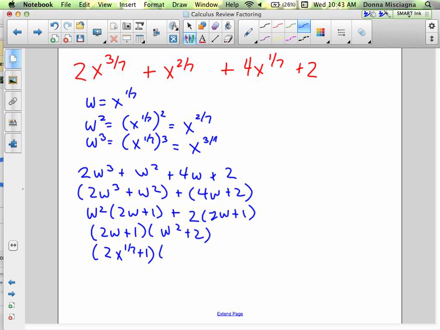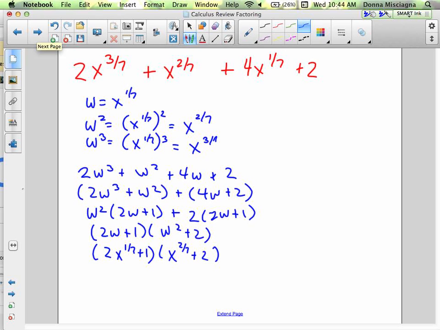And let's replace the w squared with what I put in there: x to the 2/7 plus 2. And there we go. That would have been hard to factor without substitution. Substitution makes it really easy, and then we just substitute back.